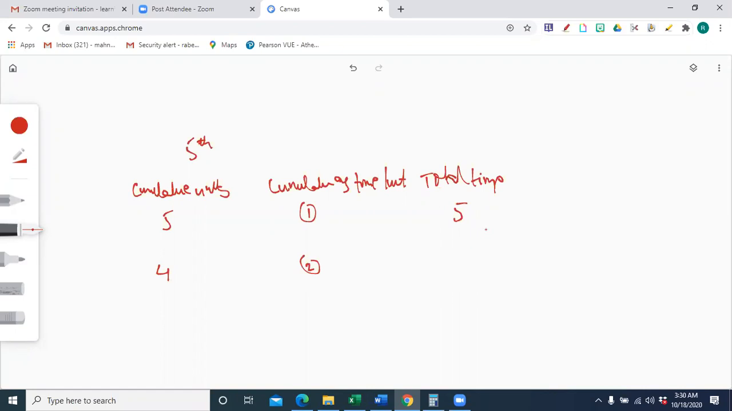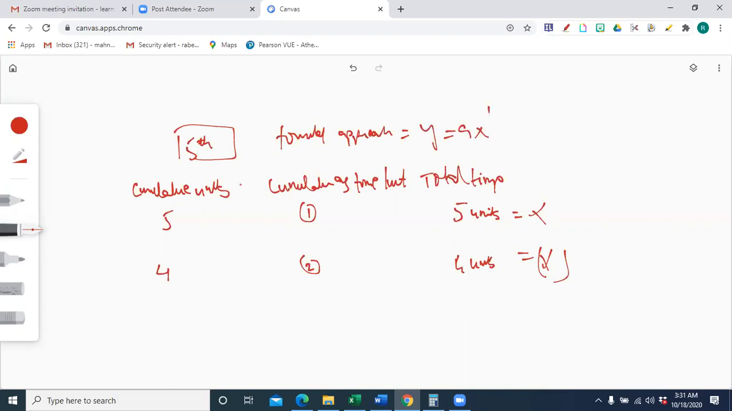And now if I deduct whatever figures I get here from the total time of 5 units, I'm going to deduct the time taken to produce the first 4 units. What I'm actually going to get, with the help of the formula approach, is the time taken for the 5th unit. By deducting this with this, I get the time taken for the 5th unit.